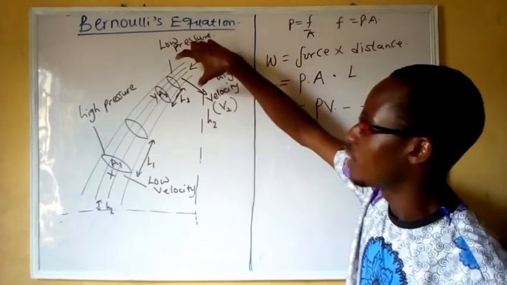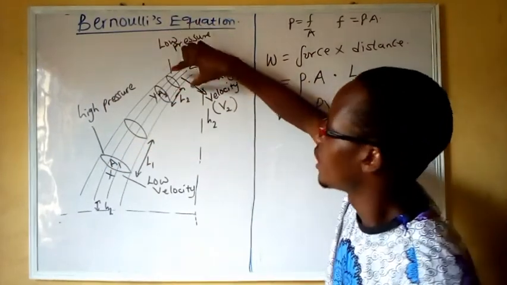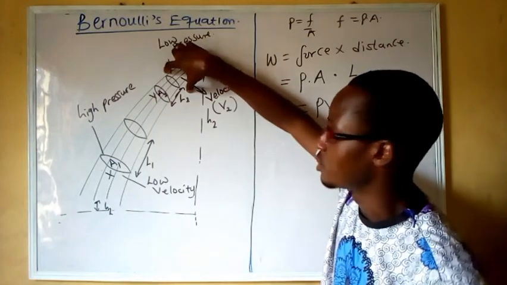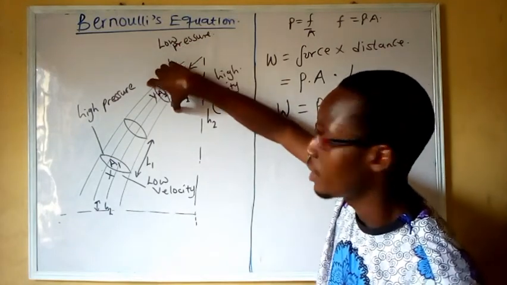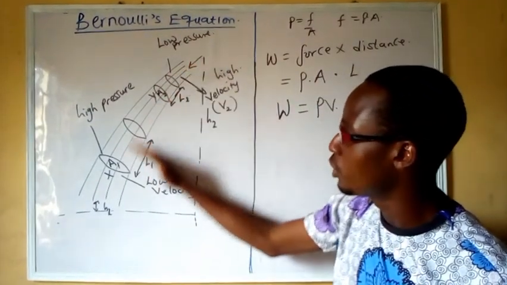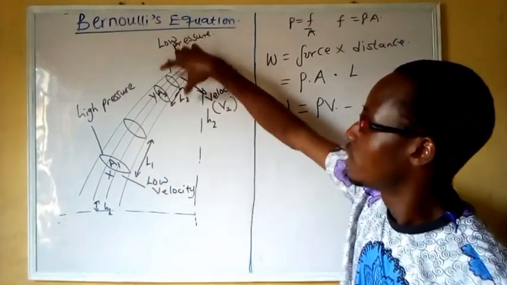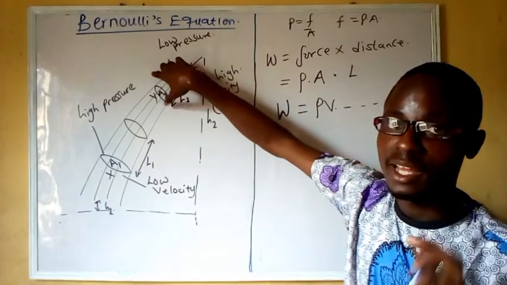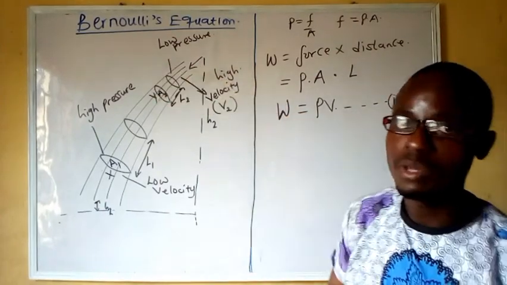So how can we consider the unit volume? Meaning that if this is a cross-sectional area that travels over a distance L, then that is a unit volume. So per unit volume of this flowing incompressible liquid, there is always gain in kinetic energy and potential energy. So how can we account for that?